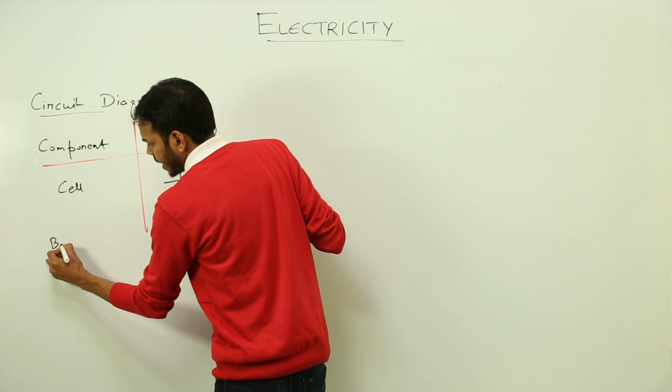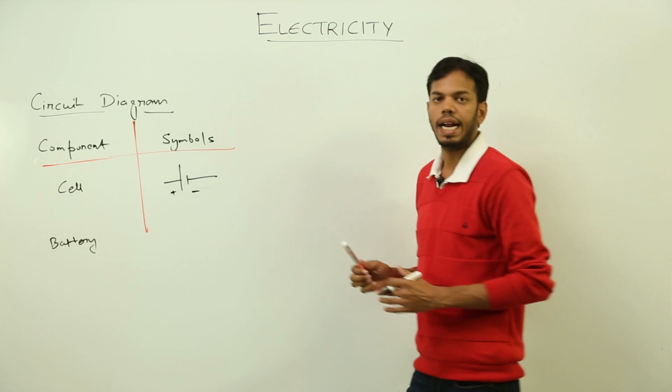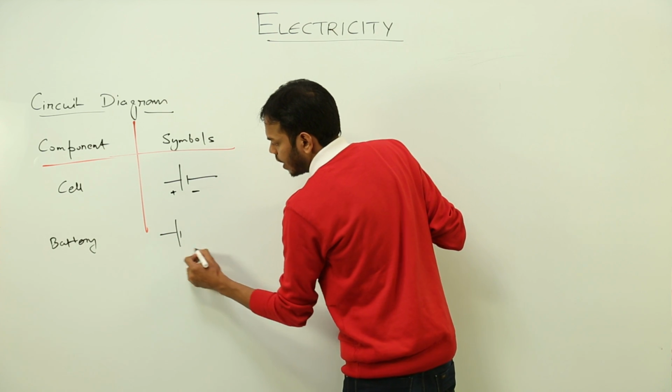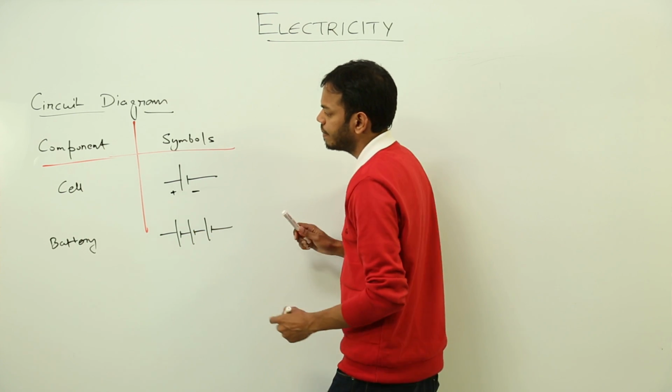Then a battery, or combination of cells. A battery is actually two or more cells. So this is how you draw it: a cell connected to another cell, connected to another cell, and so on.